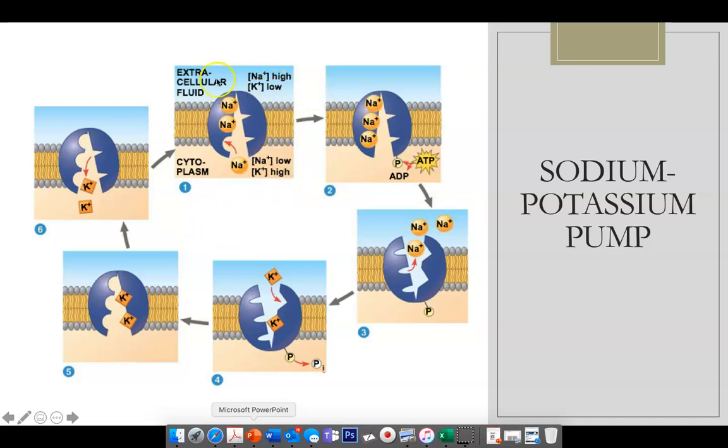So the way the sodium-potassium pump works is when that carrier protein is open to the cytoplasmic side of the membrane, it has an affinity for sodium ions. Now there's a 3-to-2 transfer. For every 3 sodium that goes out, 2 potassium come in. A student asked me, why was that?